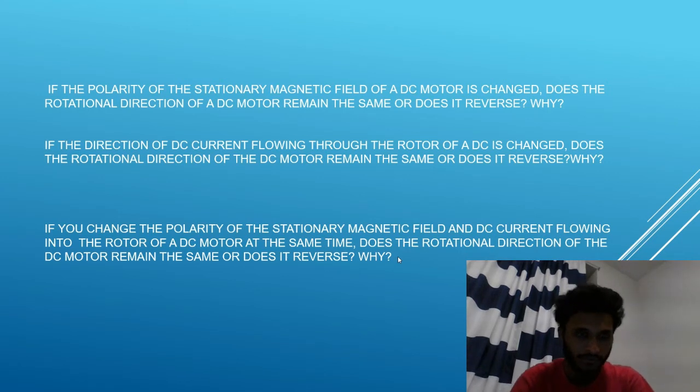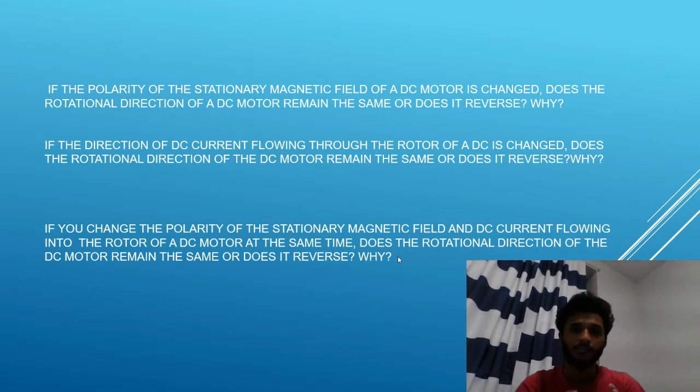Coming to the second question: if the direction of the DC current flowing through the rotor of a DC motor is changed, does the rotational direction remain the same, or does it reverse? Now the stationary magnetic field is the same, but the direction of the current flowing through the coil is changed, and hence this change will change the polarity of the magnet inside the armature, and this will also change the direction of the motor.